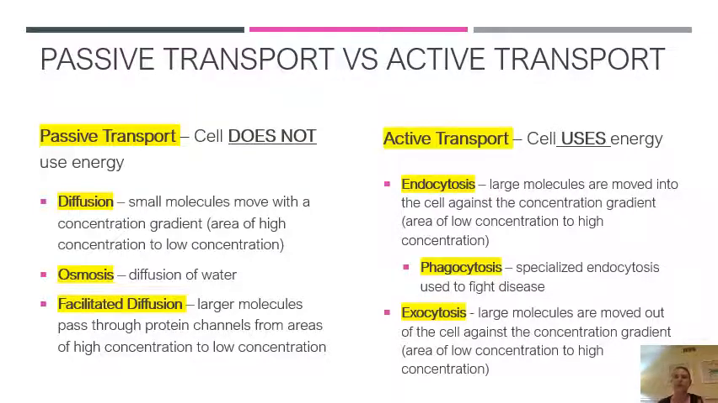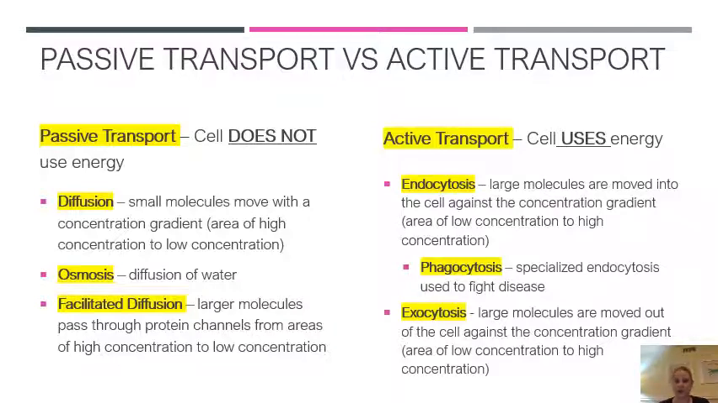Okay. We have a specialized form of endocytosis called phagocytosis, which is used to fight disease. This is white blood cells that kind of like gobble up nasty stuff like viruses and bacteria and things that don't belong there and eat them up. Okay, so it's used to fight disease.